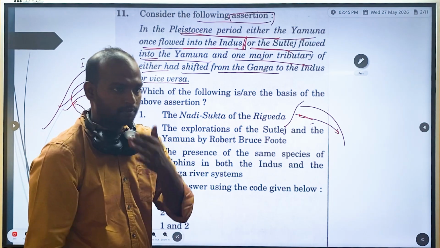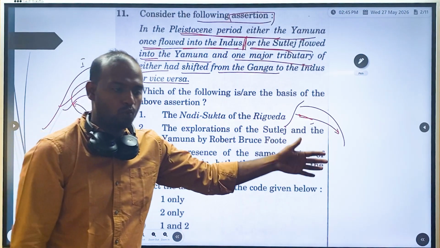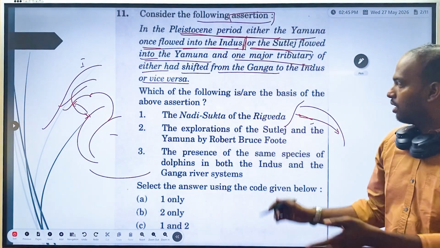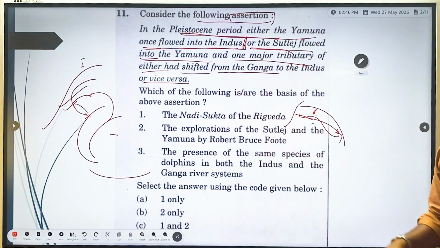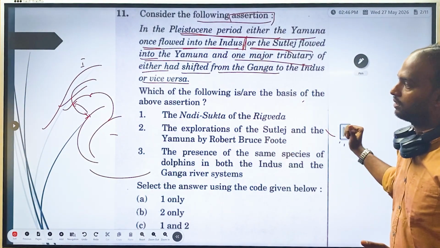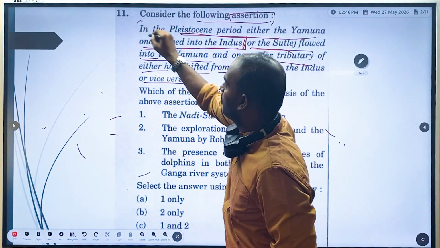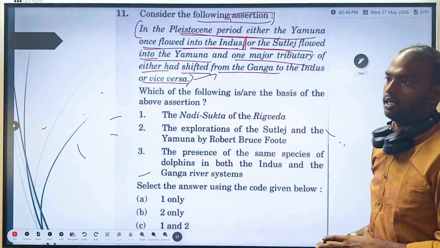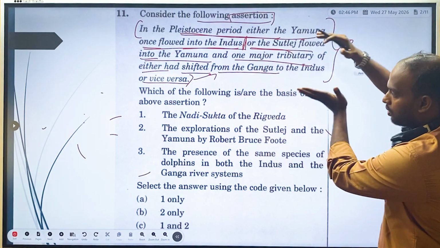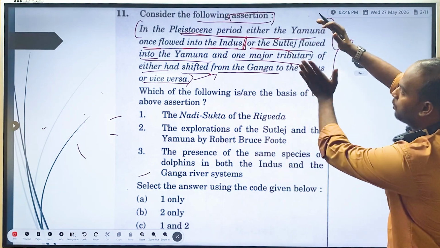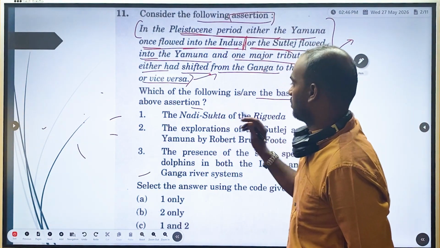See, they are saying that either the Sutlej or the Yamuna, these two were tributaries of the Indus. Later, either one of them shifted its course towards the Ganga. So it is a statement. You should make an assertion with respect to the statement. They are not asking whether you know this or whether it is correct or not. It is correct. This portion is given and the question is asked with respect to this portion. Which of the following, based on the above assertion, is correct?